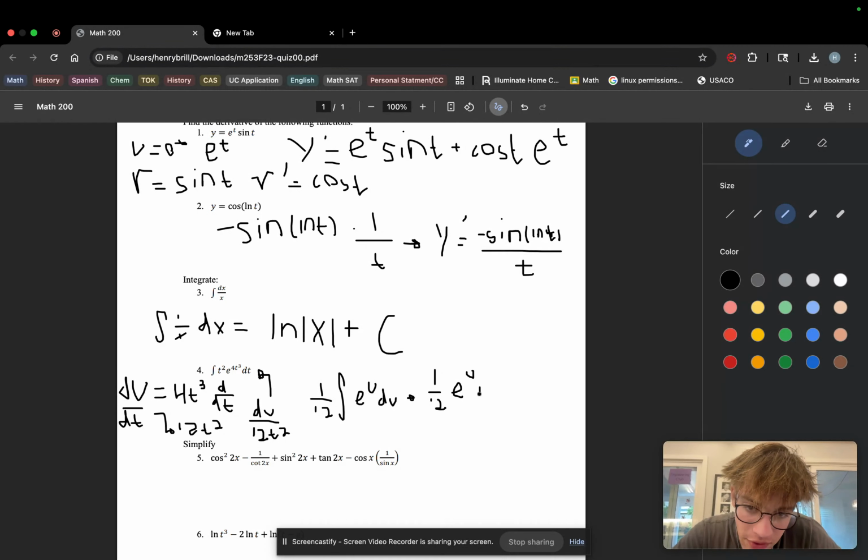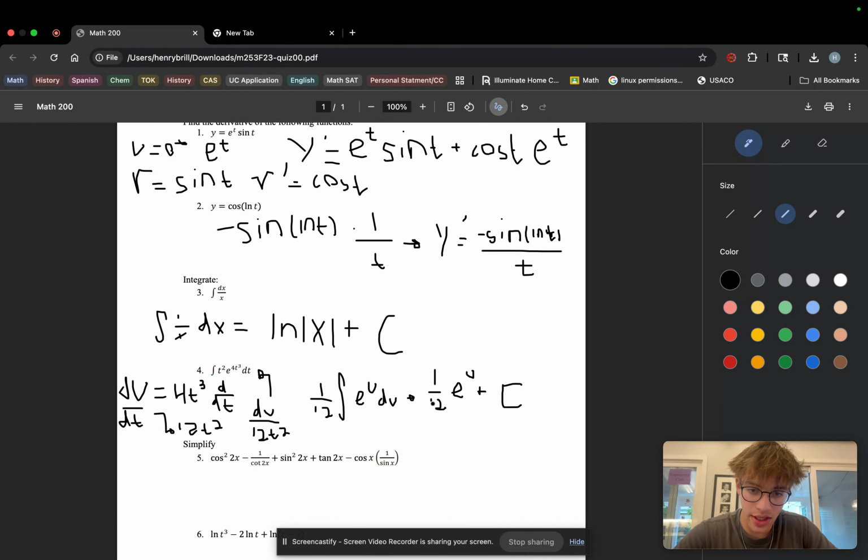And one last step after this is substituting back in for u. So we have to get our answer in terms of t. And we can just use our original u value, which was 4t cubed.